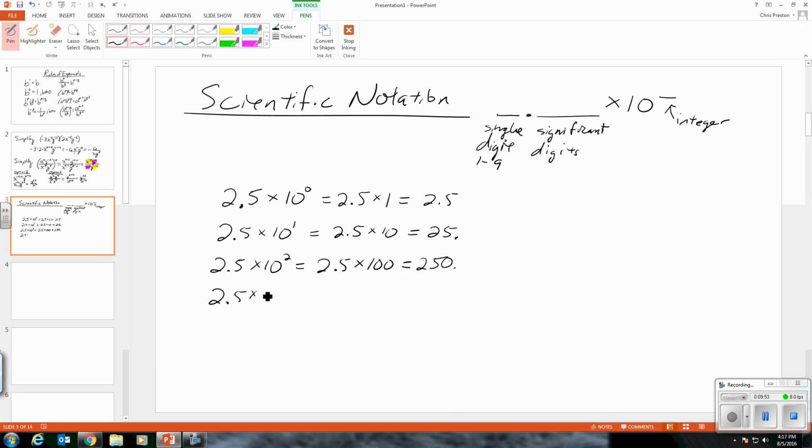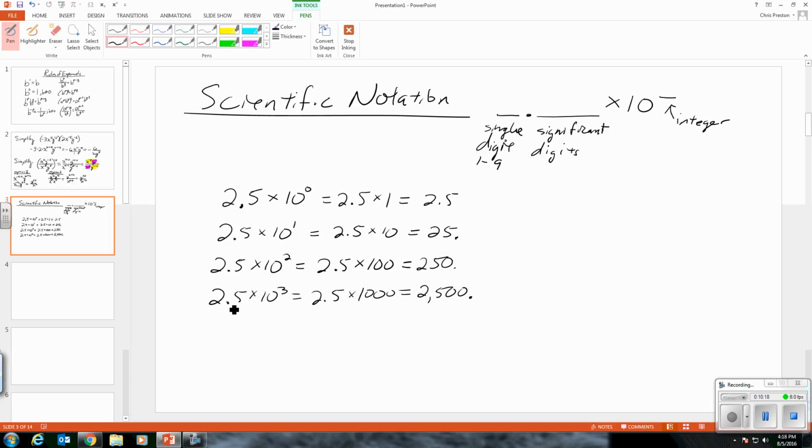If I have 2.5 times 10 to the 3rd, I get 2.5 times, well, 10 to the third is 1,000. So 2.5 times 1,000 is 2,500. My decimal will be right there. And so on. You see how this keeps getting bigger and bigger. What we're going to do is skip this middle step and look at converting between these numbers.